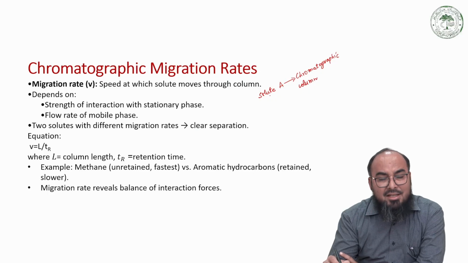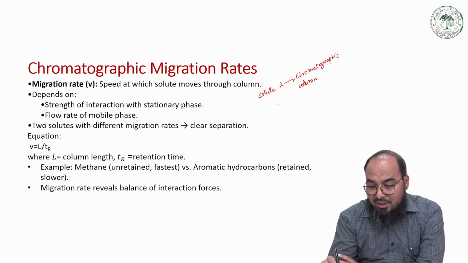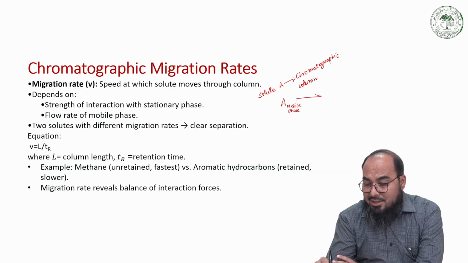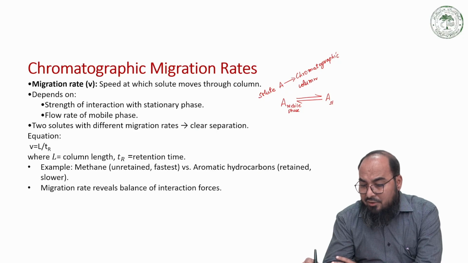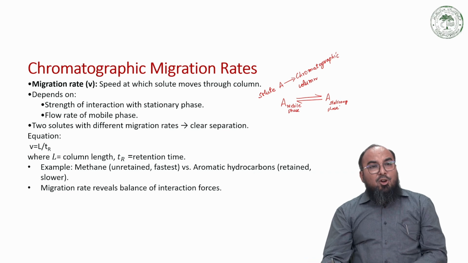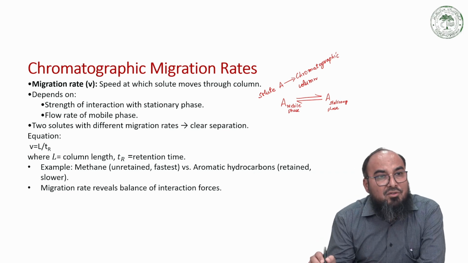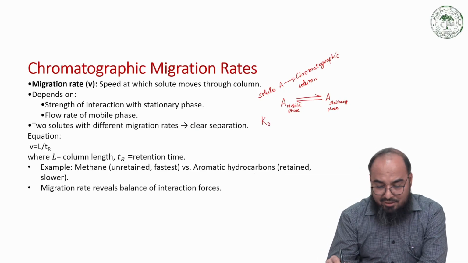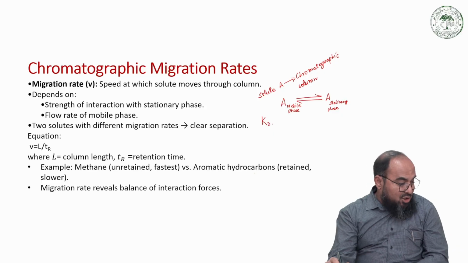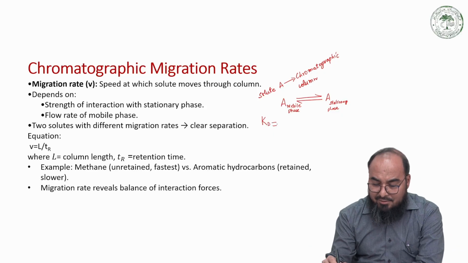Then what happens is that this solute actually gets transferred between the mobile phase and stationary phase. That is, an equilibrium is achieved in the stationary phase as well as the mobile phase. Now the equilibrium constant for the distribution of this analyte in the stationary phase may be defined as the Kd. So this Kd may be defined like this.